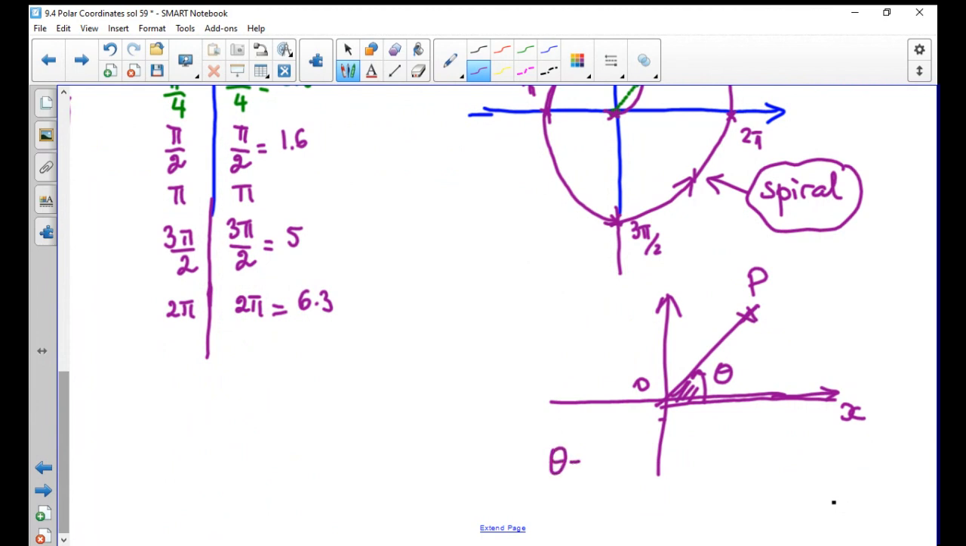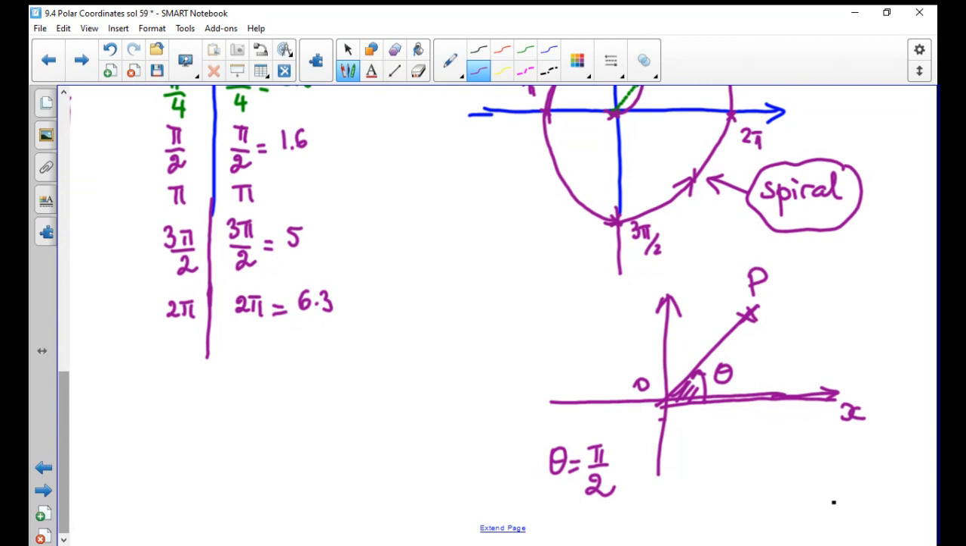Now, suppose the angle theta is pi over 2, 90 degrees. That means where is the point P here? Where is the point P? If theta is 90, like pi over 2, it will be on the y-axis.